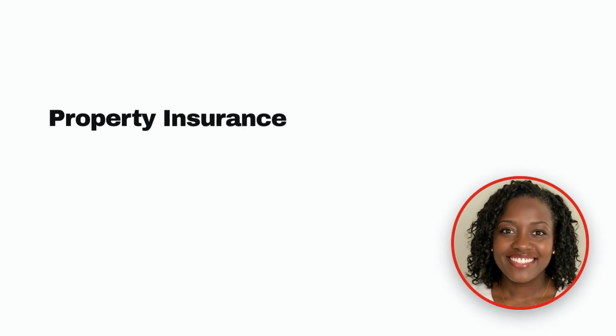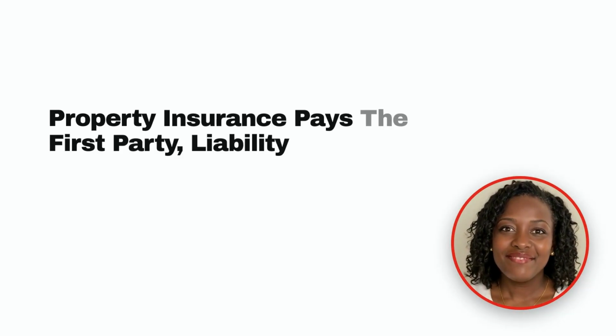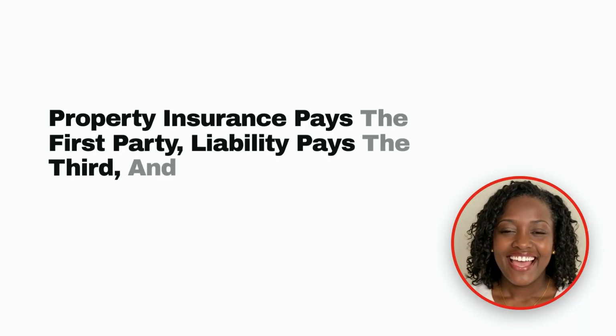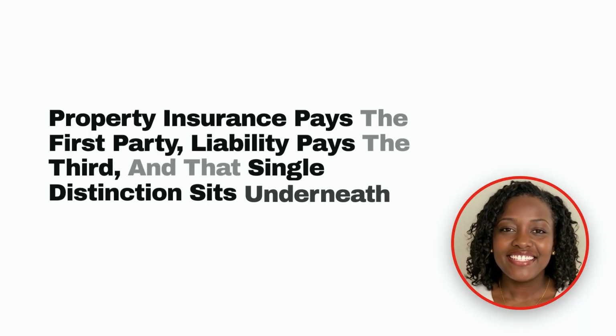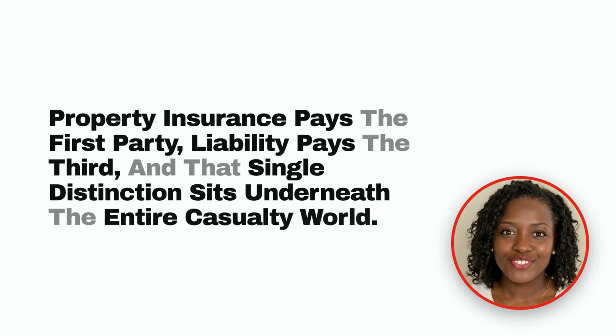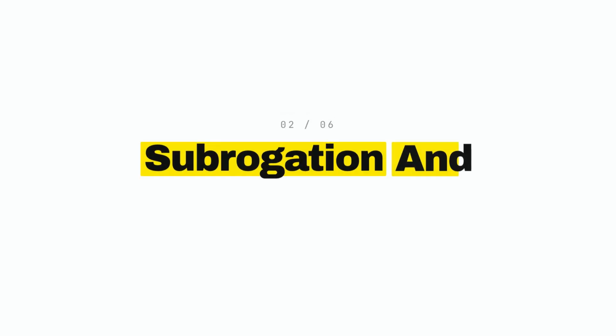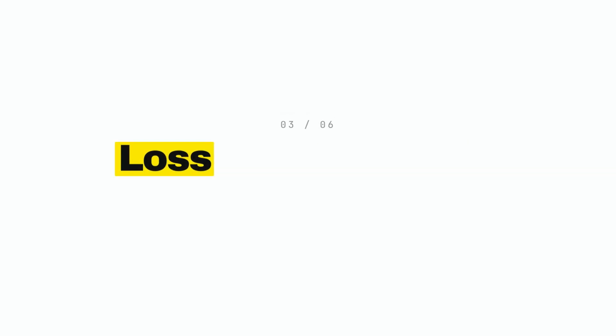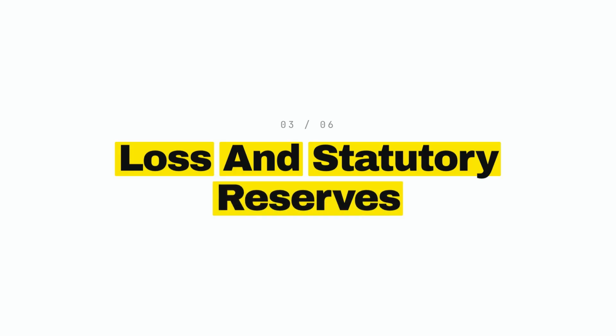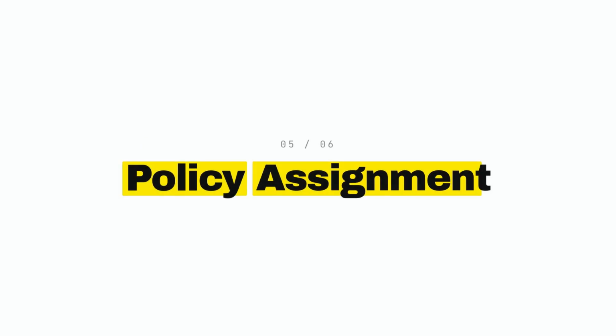Property insurance pays the first party, liability pays the third, and that single distinction sits underneath the entire casualty world. Today we'll work through first versus third party claims, subrogation and arbitration, loss and statutory reserves, property versus liability coverage, policy assignment, California's insurable interest law.